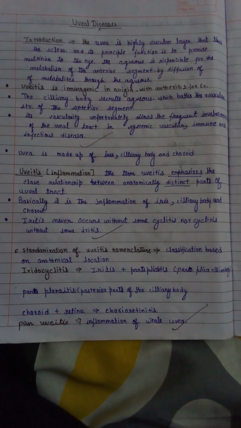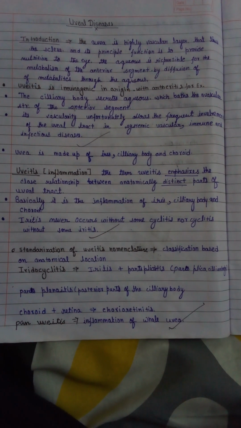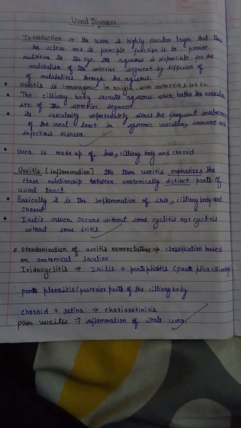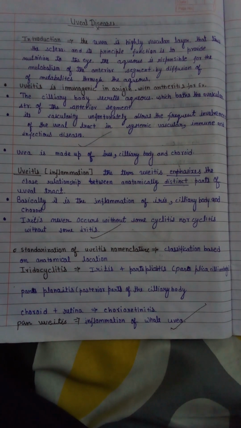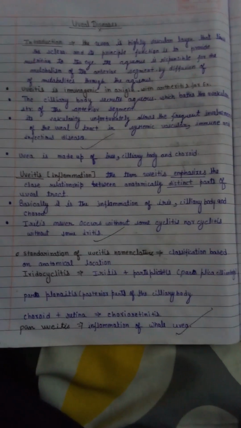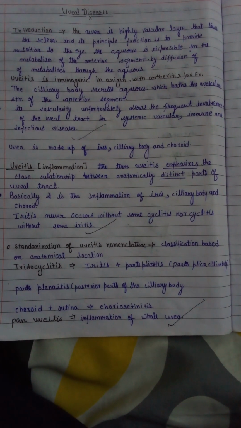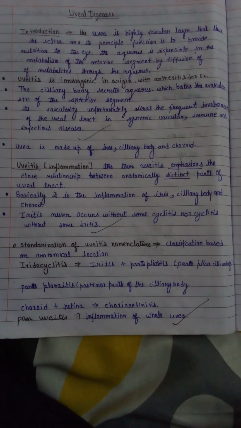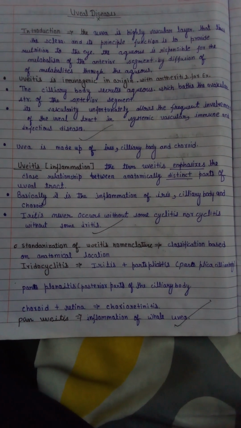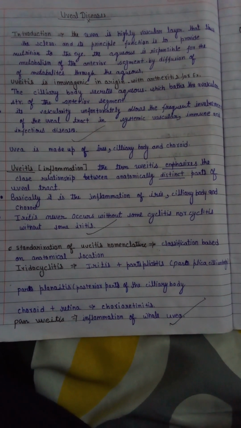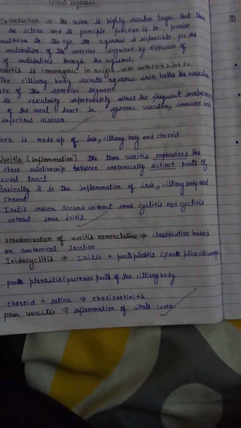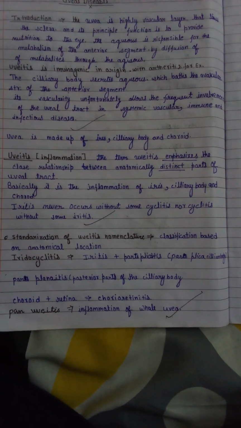Standardization of uveitis nomenclature, classification based on anatomical location. Iridocyclitis is iritis plus pars plicata. Pars plicata is the part of the ciliary body. Okay, pars planitis, the posterior part of the ciliary body, is called pars planitis. Now choroid plus retina is called chorioretinitis, and panuveitis is the inflammation of the whole uvea.